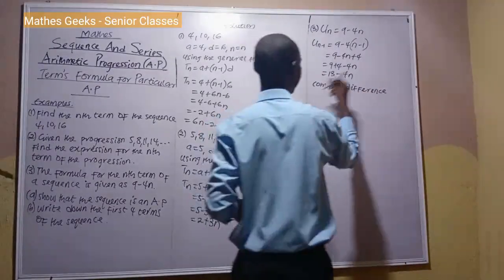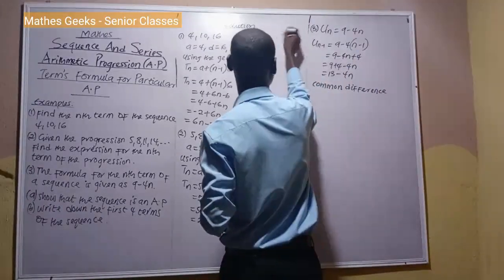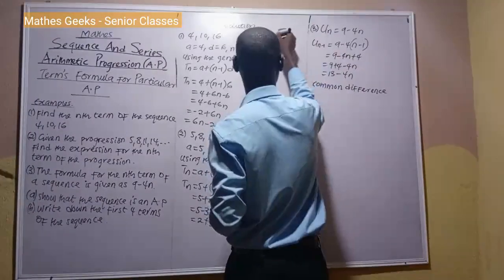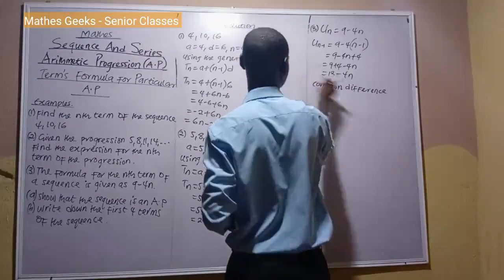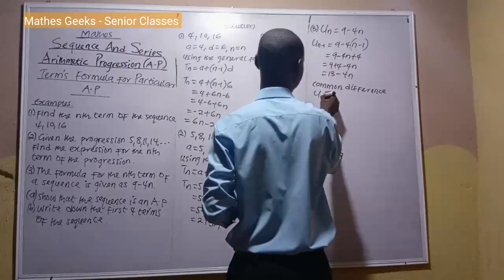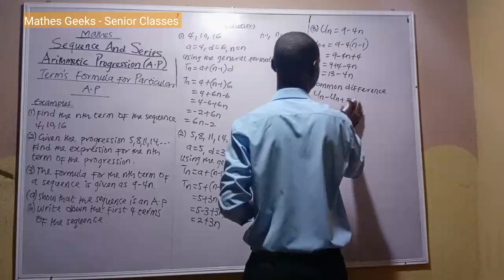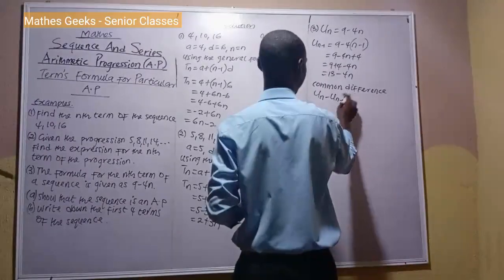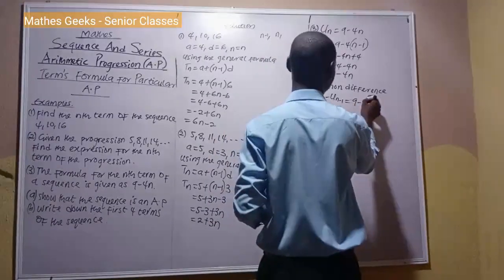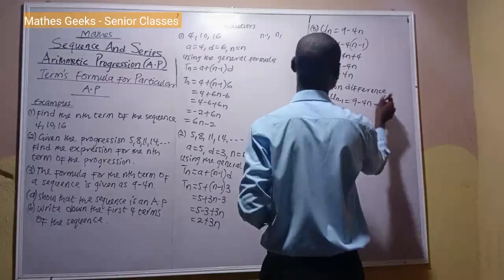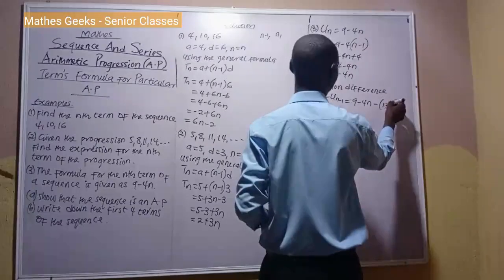So the common difference is, if the nth term is Un, and the term before the nth term is Un minus 1, the common difference will be Un minus Un minus 1. That will be equal to 9 minus 4n minus 13 minus 4n.